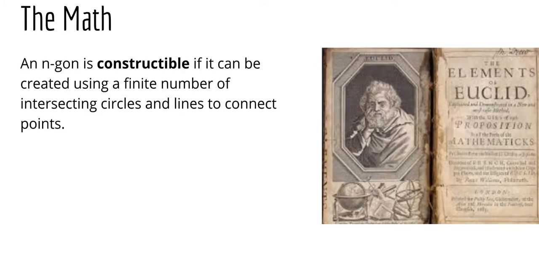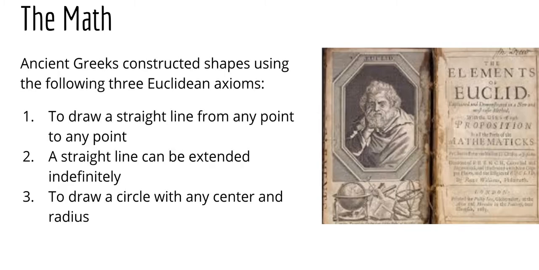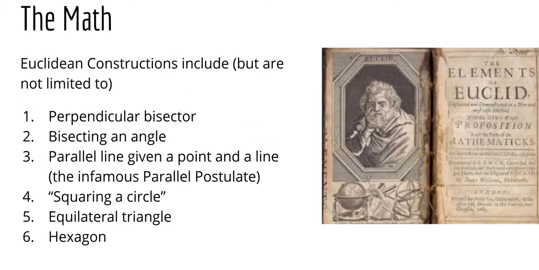We also need to define what it means to be constructible. A polygon is constructible if it can be created using a finite number of intersecting circles and lines to connect points. There's no cheating here. We're not using anything other than the methods of bisecting angles, constructing perpendicular bisectors, and making sure we're really abiding by those three axioms on the previous slide.